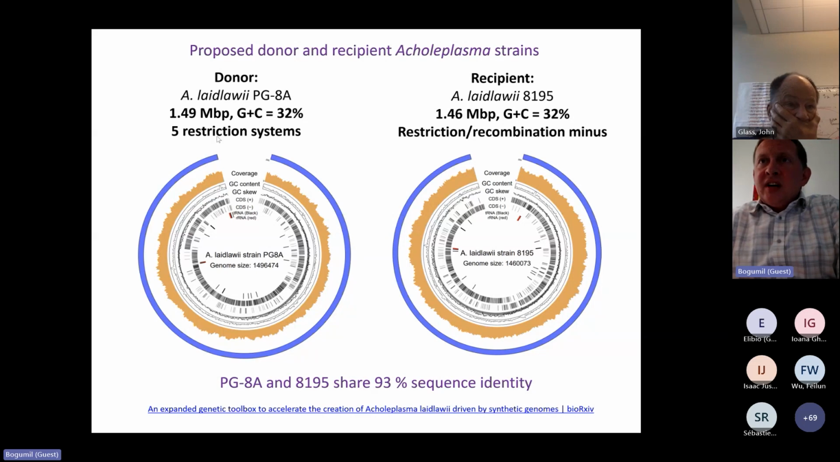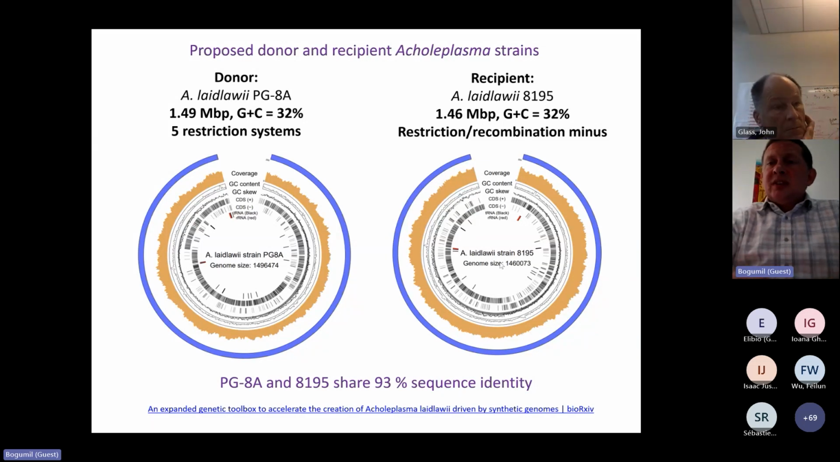The main difference is that one has more restriction systems present. For PG8A, I was never able to transform any plasmid into it. It evolves resistance really, really quickly, probably due to the restriction systems and maybe secreted nucleases. So that was a very difficult strain to work with. But recently we obtained another strain that is restriction minus and recombination minus, with a very similar genome, and we started using it to develop some of the tools.